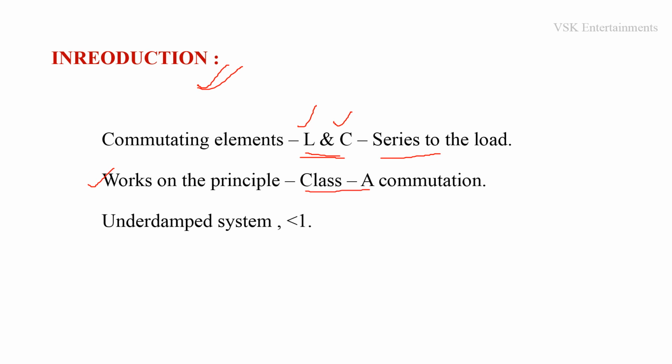Coming to the working principle of the series inverter, it depends upon class A commutation. Class A commutation is one of the types of forced commutation. Similarly, here the commutating elements and load form an underdamped system. An underdamped system is one in which the damping factor of the system is less than unity. This is the introduction of the series inverter: the commutating elements are connected in series to the load, it works on the class A commutation principle, and it forms an underdamped system.